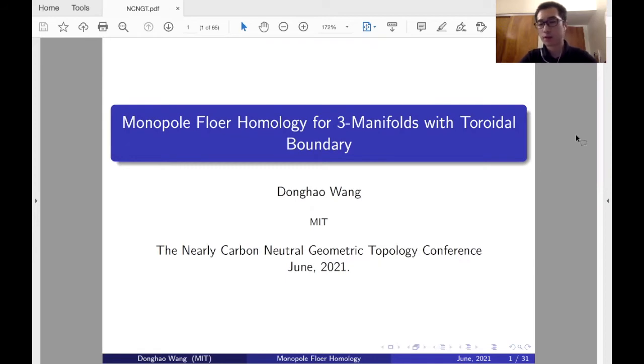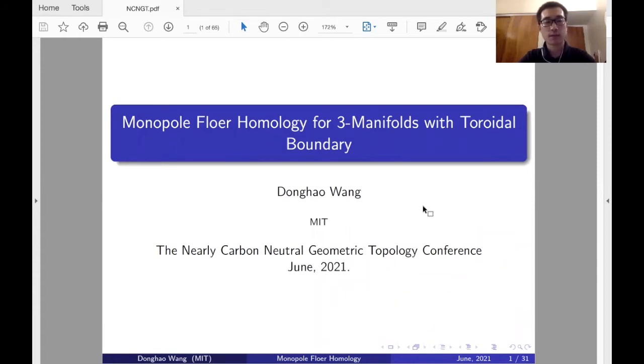This talk is under the session Recent Techniques in Floer and Khovanov homology. The title of this talk is Monopole Floer homology for three manifolds with toroidal boundary. This is going to generalize the work of Kronheimer and Mrowka for closed three manifolds.